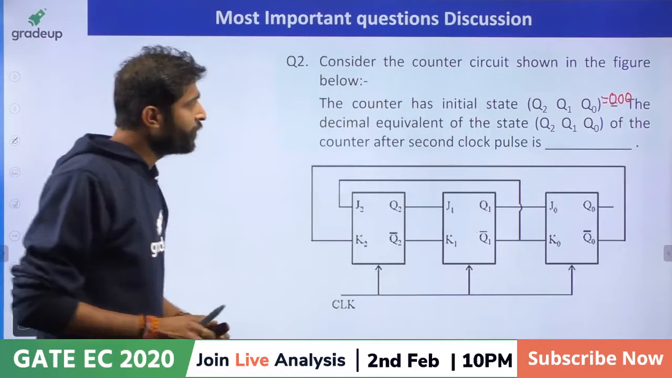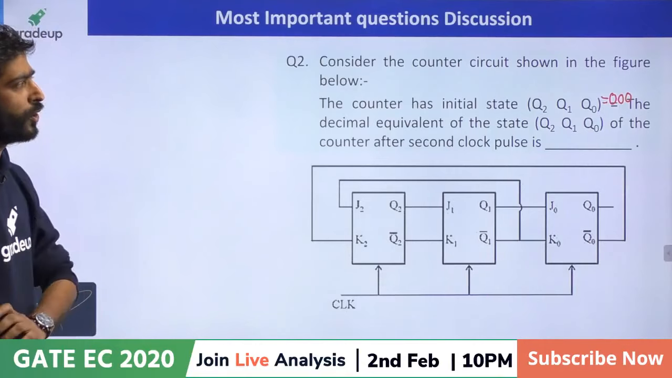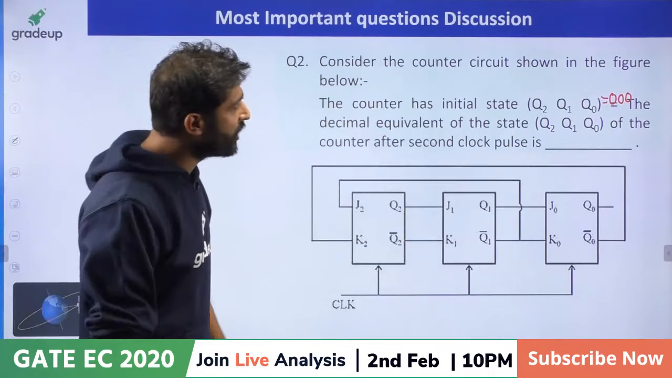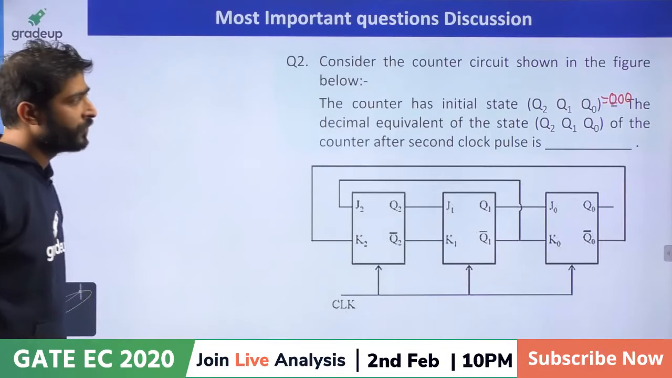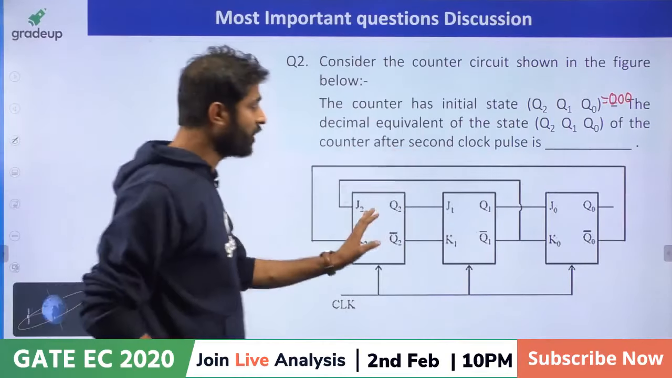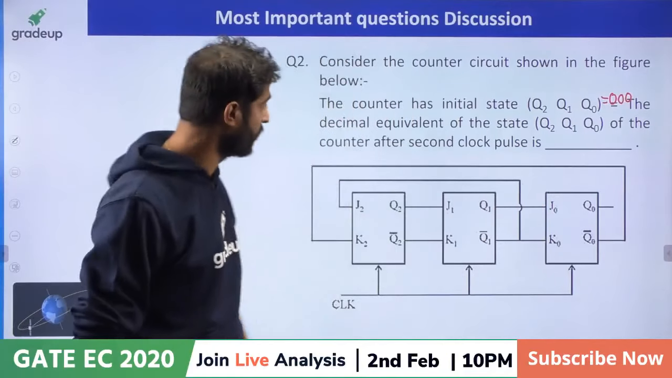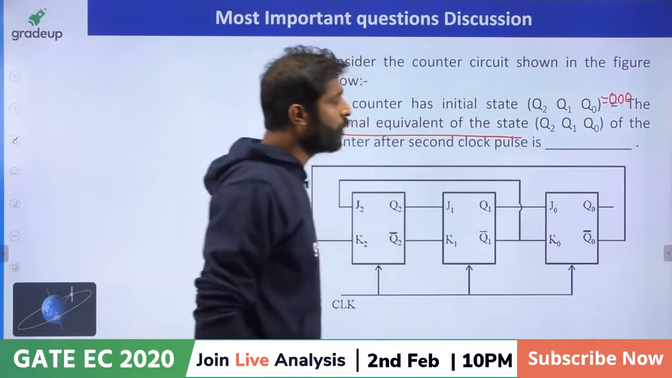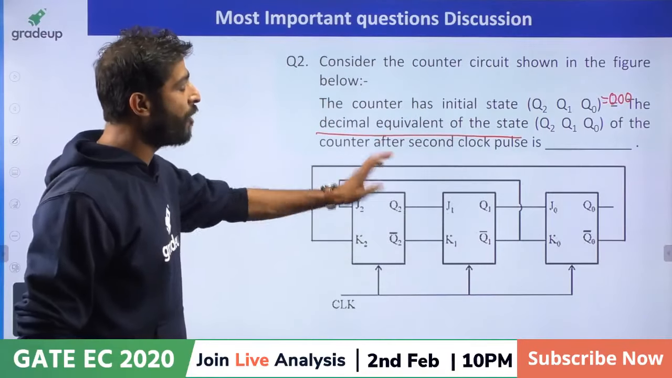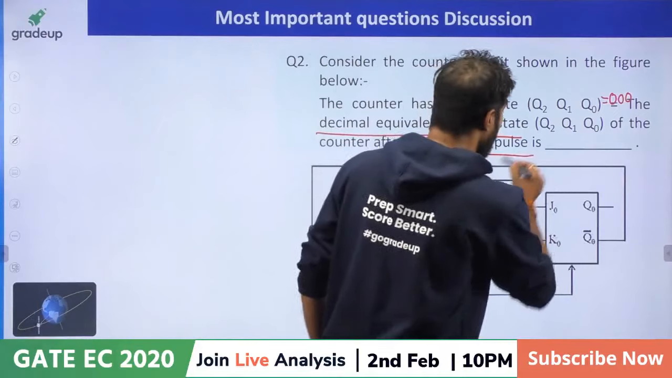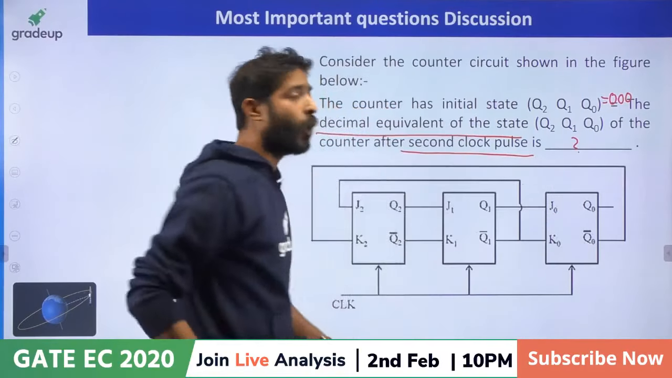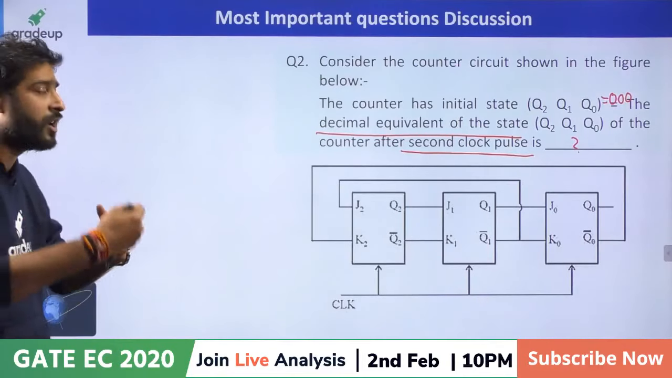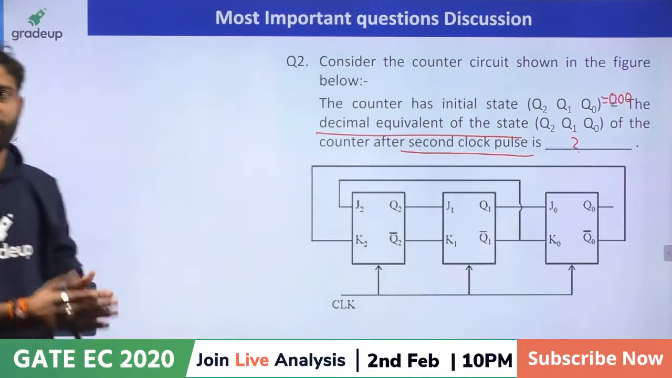Now, my dear friend, the next question is: consider the counter circuit shown in the figure below. The counter has the initial state Q2, Q1, Q0 that is 0, 0, 0. Initially, all the flip-flops are in the reset condition. What is the decimal equivalent of the state Q2, Q1, Q0 of the counter after the second clock pulse? After the second clock pulse, what is the output in the form of Q2, Q1, Q0, and we have to convert it into the decimal value. So everybody just give me the answer.